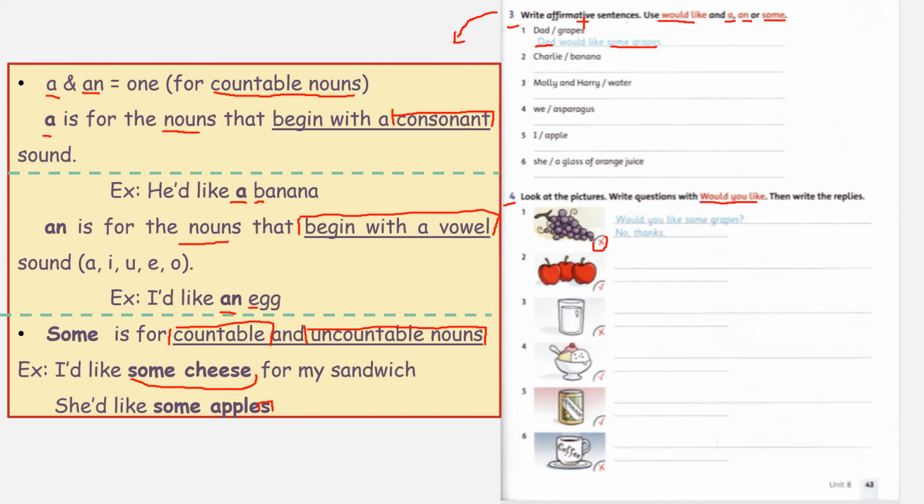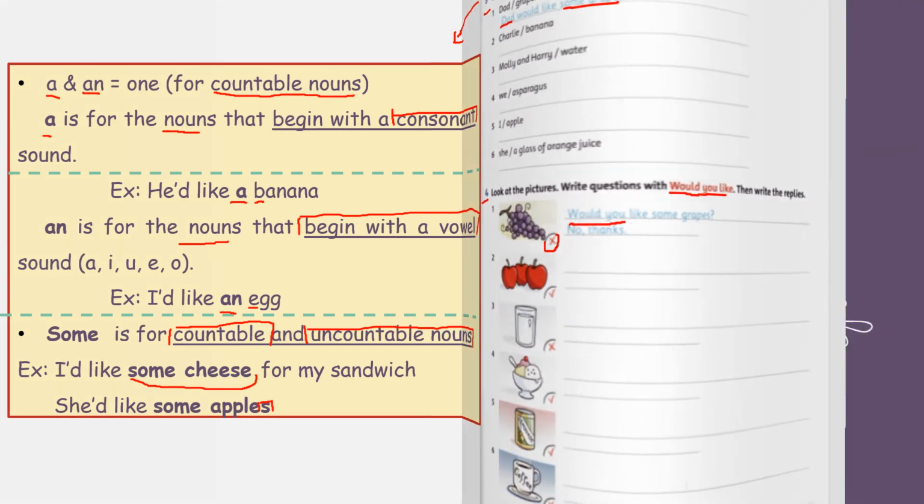Okay? For example, 1. Would you like some grapes? The answer is a cross. So you have to say no, thanks. Okay? Right. Easy? Got it? So please do all part 3 and part 4. Remember, after that, please take a picture of your work and send to me because I'm gonna score it.